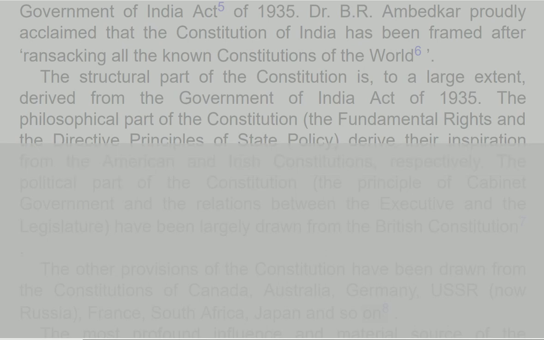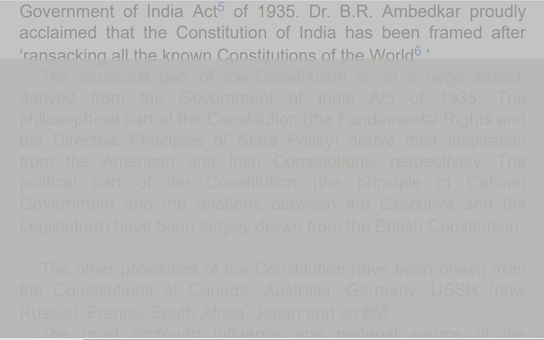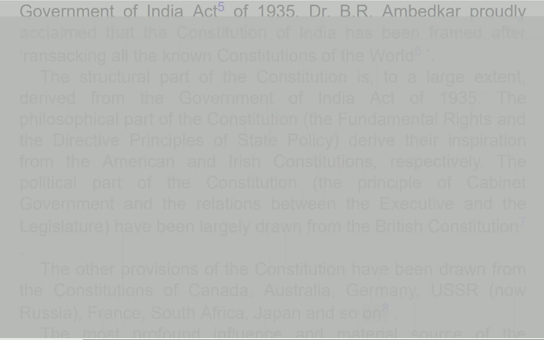3. Blend of rigidity and flexibility. Constitutions are also classified into rigid and flexible. A rigid constitution is one that requires a special procedure for its amendment, as for example, the American Constitution. A flexible constitution, on the other hand, is one that can be amended in the same manner as ordinary laws are made, as for example, the British Constitution. The Constitution of India is neither rigid nor flexible, but a synthesis of both.